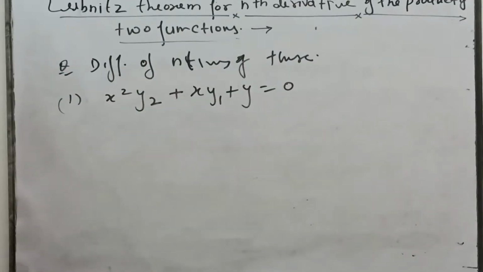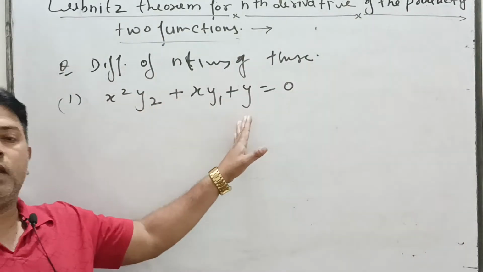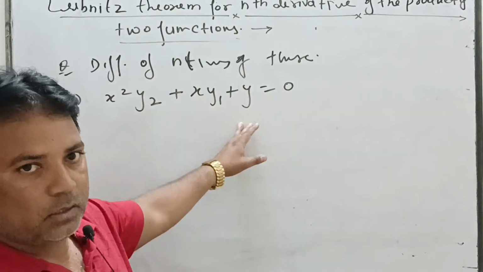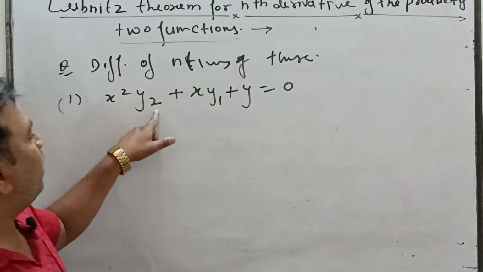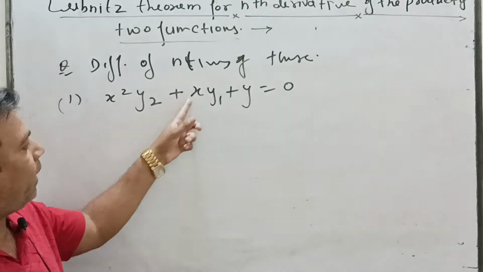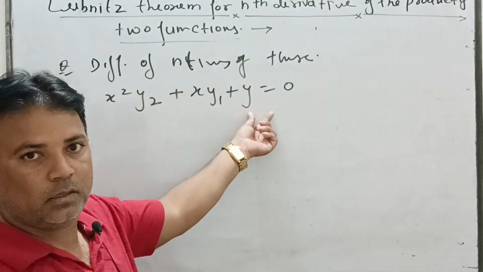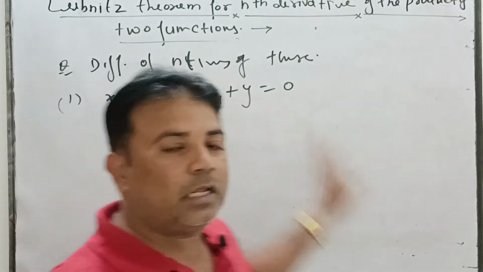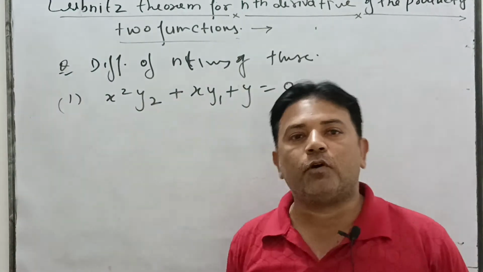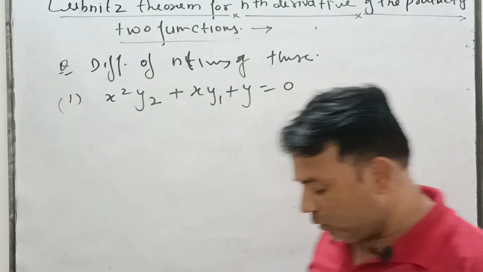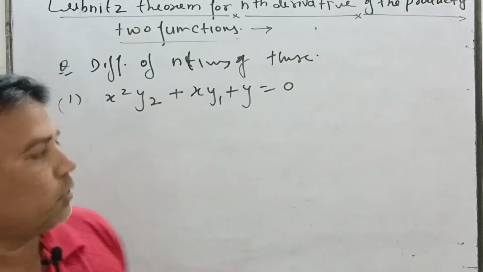First we discuss differentiating this function n times. You see that x square y2 is a product of two functions, xy1 is a product of two functions, and this is a single function of y. We find the nth derivative of this function with the help of the Leibniz theorem. So now we discuss this question.